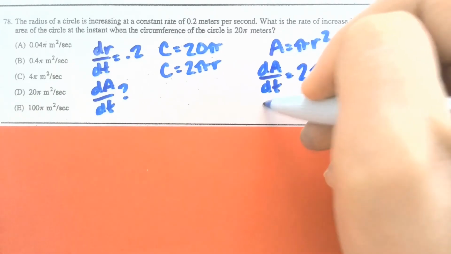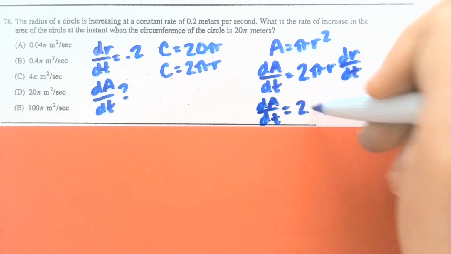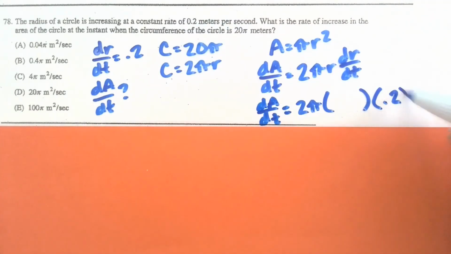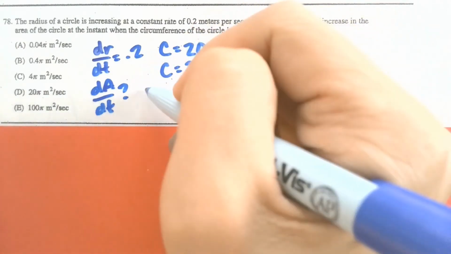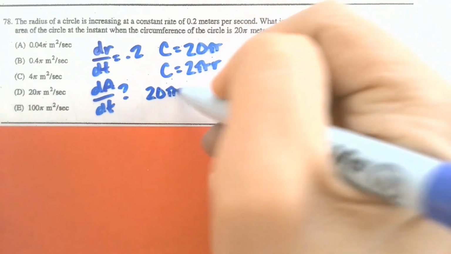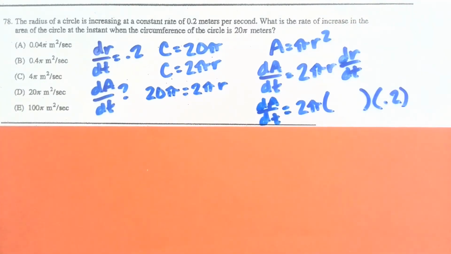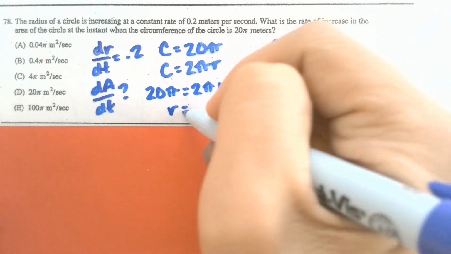And even start plugging in things that I know. I'm looking for dA/dt, so I'll leave that. I've got to solve for the radius, so we'll come back to that, and then dr/dt was that 0.2. So in plugging in the radius, I just need to use the fact that my circumference is 20 pi, and then circumference is 2 pi r, so if I divide by 2 and by pi, I will get that the radius is 10.